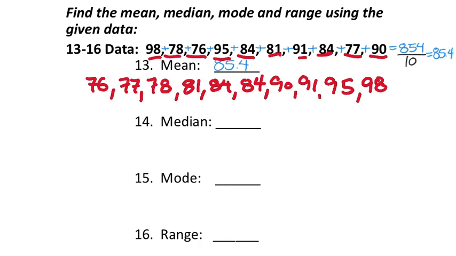And now I just need to find the middle, so I kind of cancel out the ends of these values here. So 76 and 98, 77 and 95, 78 and 91, 81 and 90, and right there in the middle, 84 and 84. Well, that's the same number, but I'm still going to show you how to find the median if there's two values.